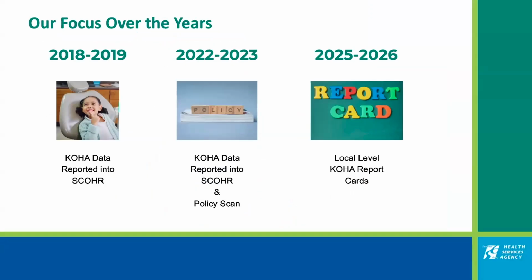Next, oh, there we go. And so really, I'm going to go back to 2018-19. We were just focused on basic learning and the KOHA data and reporting into SCORE and familiarizing ourselves. And then 2022, 2023, coming out of what we lovingly refer to as the COVID coma, we're not only looking at our KOHA data and reporting into SCORE, but also we did a local level policy scan. And then our next approach and biggest change was in 2025-26. We decided we were going to take some local level action and develop some report cards for our local level decision makers. So I'm going to dive into these things in a little more detail now.